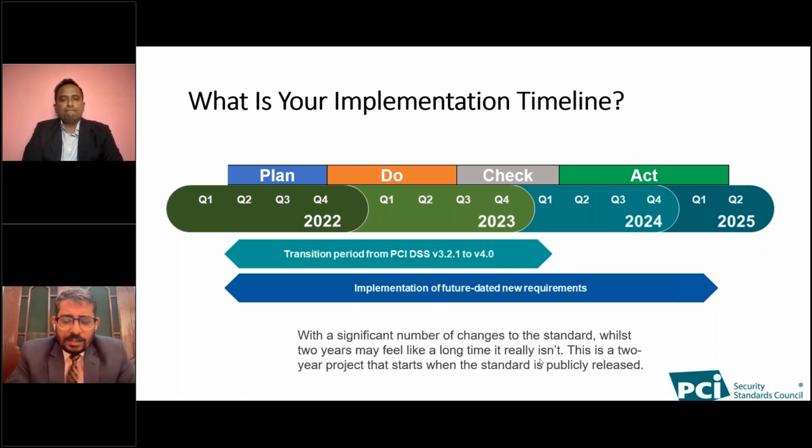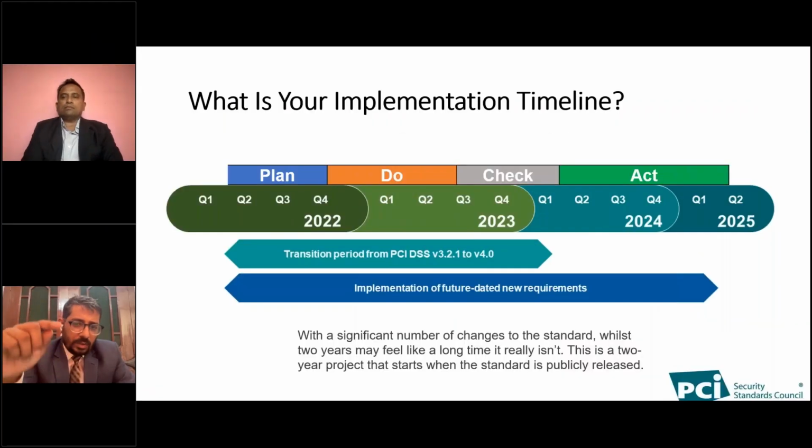So let me explain it this way. The 3.2.1 is going to be active for the next 2 years after the 4.0 is released. Now the 4.0 is released on 31st of March, 1st of April onwards. You have the next 2 years. So this is a transition period. Industry has to understand this is a transition period from March 2022 until 31st March 2024. The intent is to provide organizations with time to become familiar with these changes in version 4.0, update their reporting templates and forms, and plan for and implement changes to meet the updated requirements.